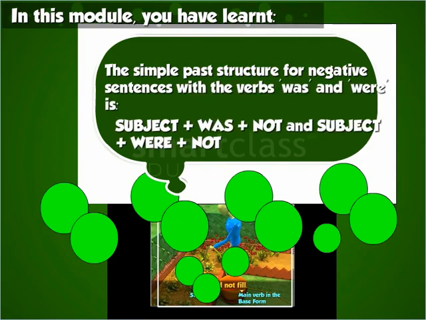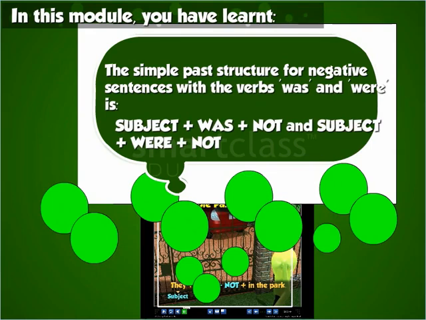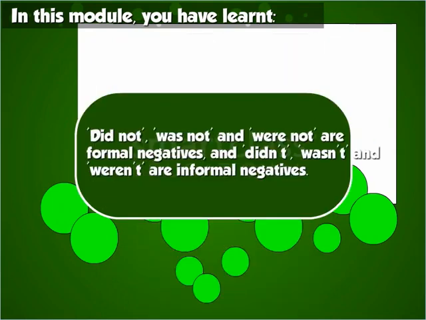The simple past structure for negative sentences with the verbs was and were is subject plus was plus not and subject plus were plus not. Did not, was not and were not are formal negatives, and didn't, wasn't and weren't are informal negatives.